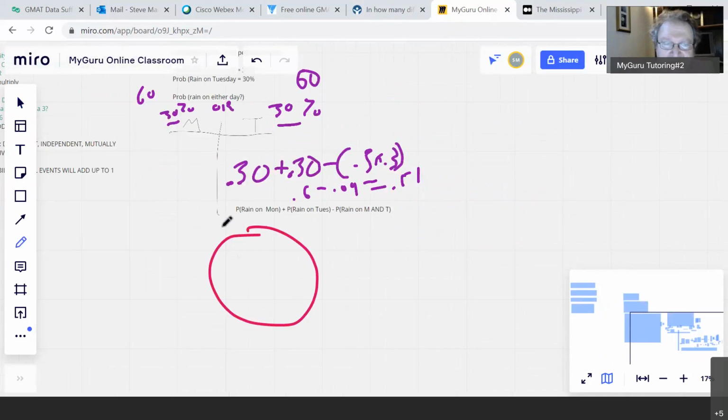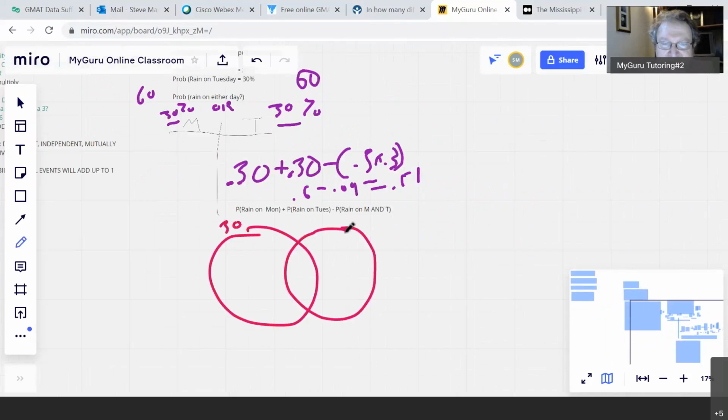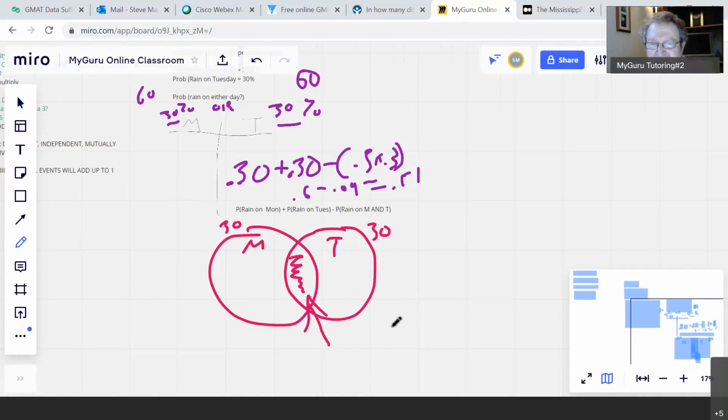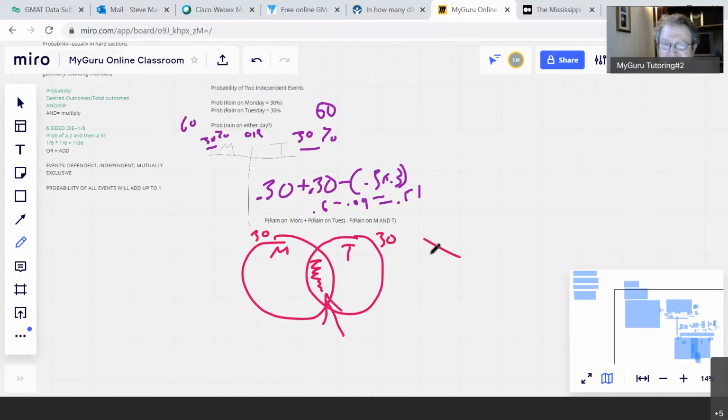Say the probability of rain here is 30%, right? The probability of rain here is 30%, right? You don't want to double count this, right? Because if we want to know, is it going to rain on Monday or Tuesday? Here's your Monday, there's your Tuesday. You want to subtract that because you've already counted it with the 30% plus the 30%. Every now and then you'll see a question where probability in a Venn diagram can overlap. So this is a little bit different than the dice situation. So draw one of these out.